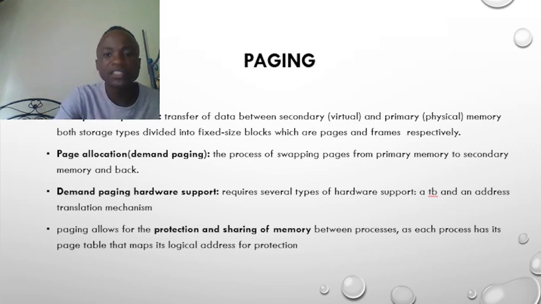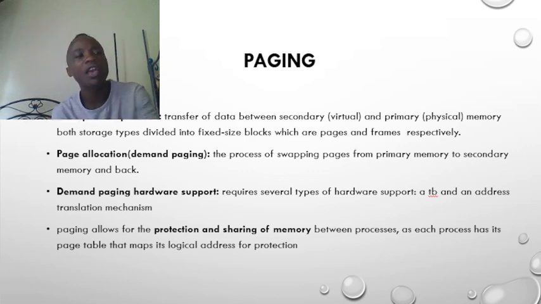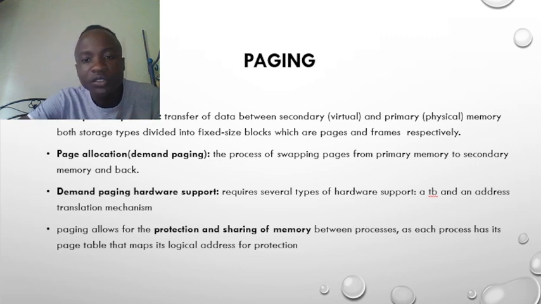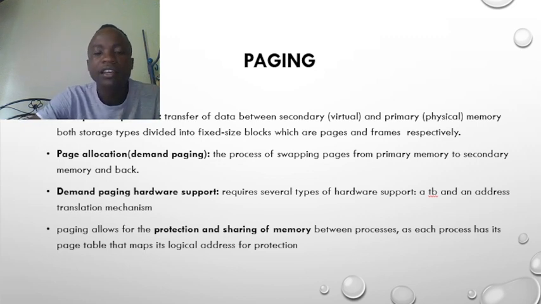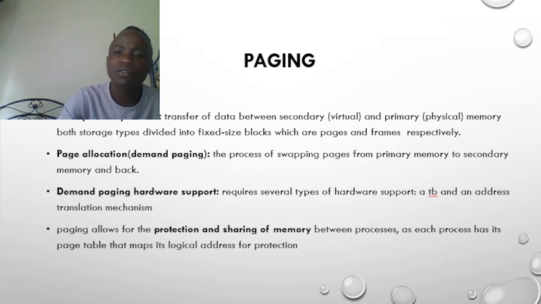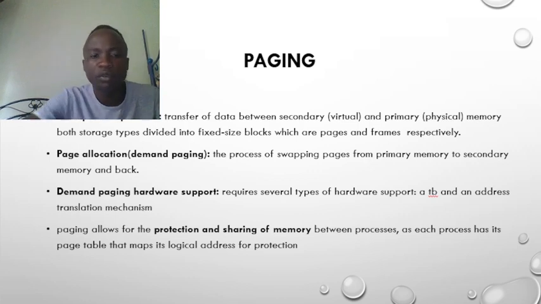What is demand paging? This is the exact memory which has been allocated, the exact resource which has been allocated to an instruction or a process, exactly the amount of resource as the process required it. Demand paging hardware support: it requires several types of hardware support. We have higher terabyte and an address translation mechanism. Paging allows for protection and sharing of memory as its advantage. But okay, let's move to the next slide.